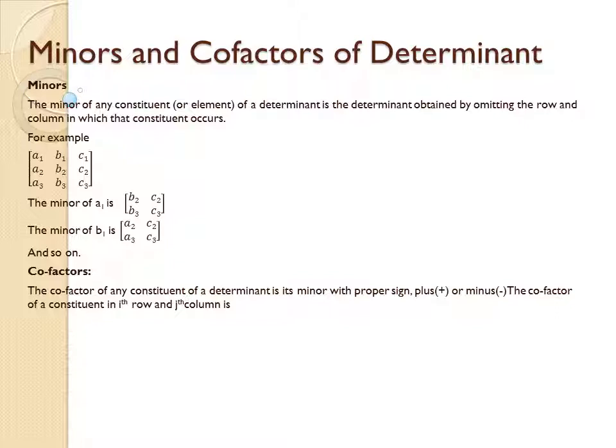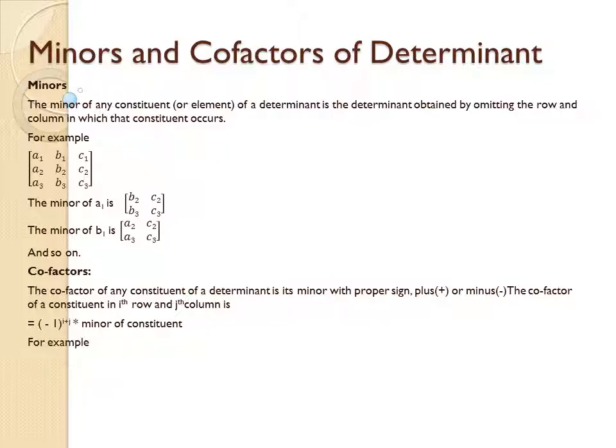The cofactor of a constituent in the ith row and jth column is (-1) to the power i plus j into the minor of the constituent. So if we have to find the cofactor, what do we need to do? First we need to find the minor. That is very easy, we have already found it. And then we put either a minus sign or a plus sign based upon the formula, which is also very easy: (-1) to the power i plus j, where i is the row and j is the column of that particular element. We have discussed i and j many times in different matrix situations.